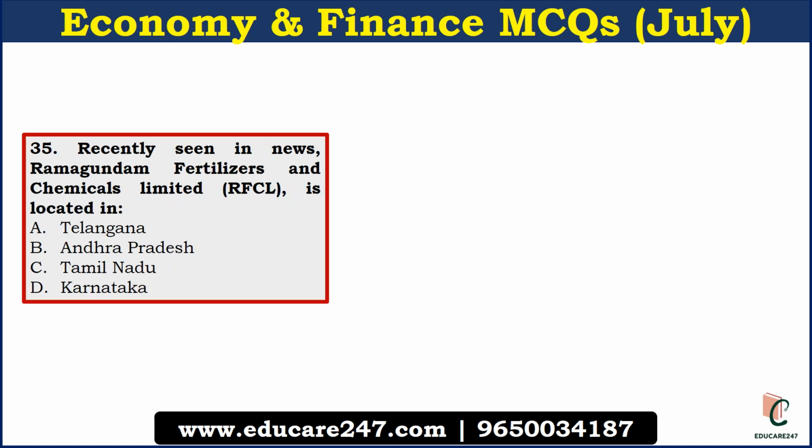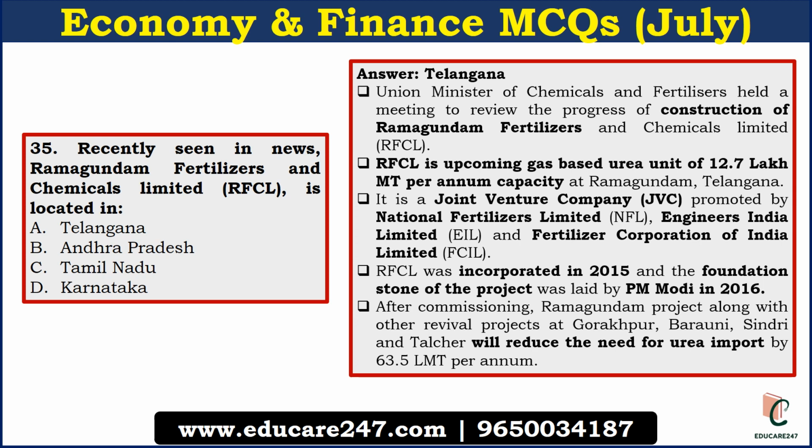The next question is, recently seen in news, Ramagundam Fertilizers and Chemicals Limited is located in? The answer is Telangana. Recently, the Minister of Chemicals and Fertilizer held a review meeting to know the progress for the construction of Ramagundam Fertilizers and Chemical Limited. It is an upcoming gas-based urea unit which has the capacity of 12.7 lakh million ton per annum, and it is located in Ramagundam, Telangana.